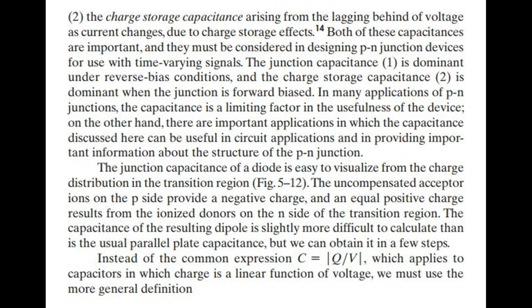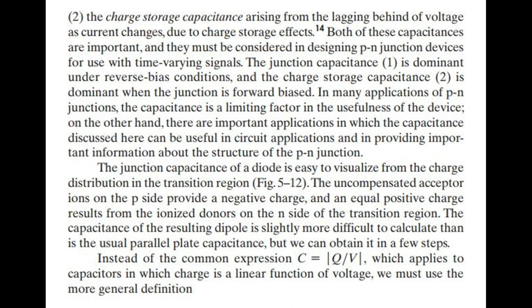The junction capacitance, 1, is dominant under reverse bias conditions, and the charge storage capacitance, 2, is dominant when the junction is forward biased. In many applications of p-n junctions, the capacitance is a limiting factor in the usefulness of the device. On the other hand, there are important applications in which the capacitance discussed here can be useful in circuit applications and in providing important information about the structure of the p-n junction.